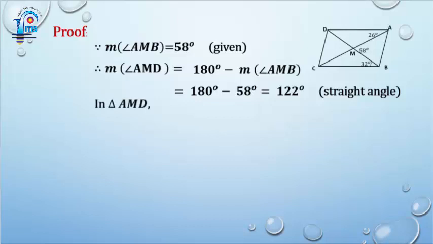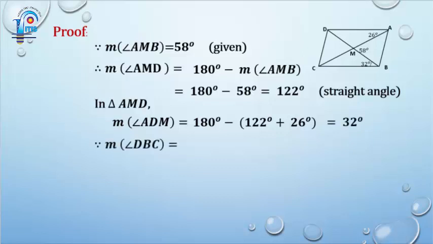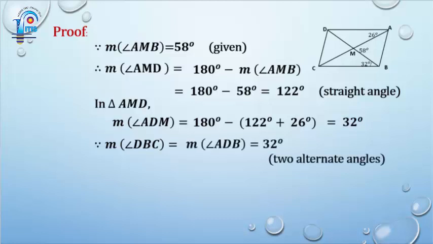Okay, in triangle AMD, I have two angles. Measure angle DAM equals 26 degrees, and measure angle AMD equals 122 degrees. Can you find measure angle ADM? Yes. Because the sum of interior angles of any triangle equals 180 degrees. Then measure angle ADM equals 180 degrees minus the sum of the other two angles, 122 degrees plus 26 degrees, equals 32 degrees. Now, look at measure angle DBC and measure angle ADB. What did you note? The two angles are equal in measure, and they form the letter Z. Then the two angles are called alternate angles.